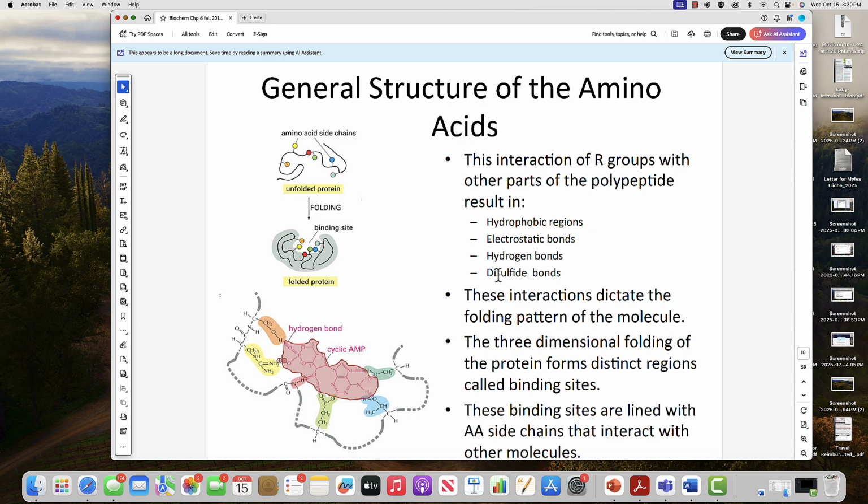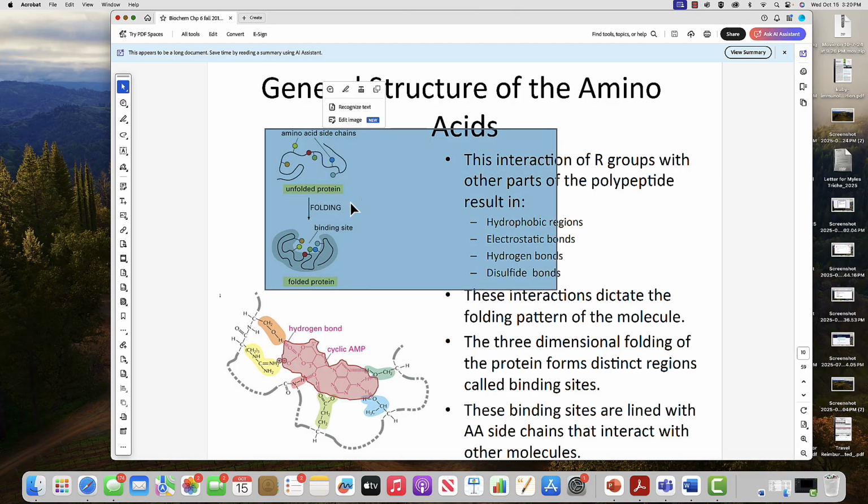But remember, I talked about those side chains, the R group. Those R groups can interact with one another, whether it's a hydrophobic region, electrostatic, van der Waals forces, or disulfide bonds. Those R groups can interact with one another and form a multi-structured or 3D structure protein. This is where we get our tertiary structure of proteins from.